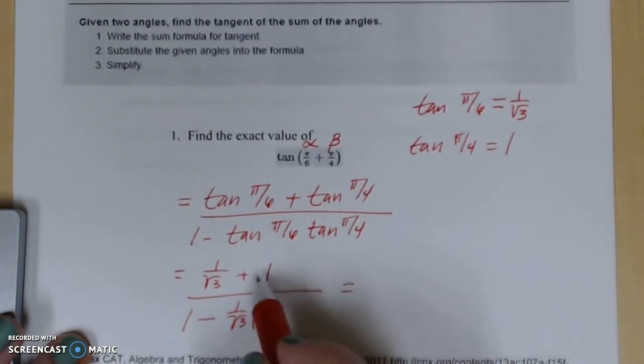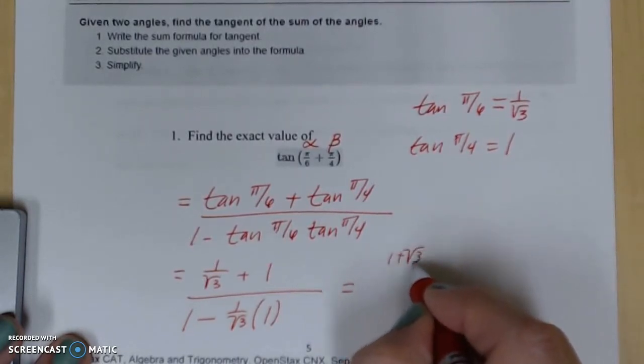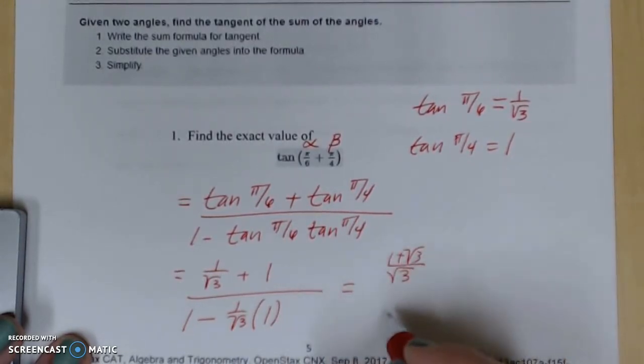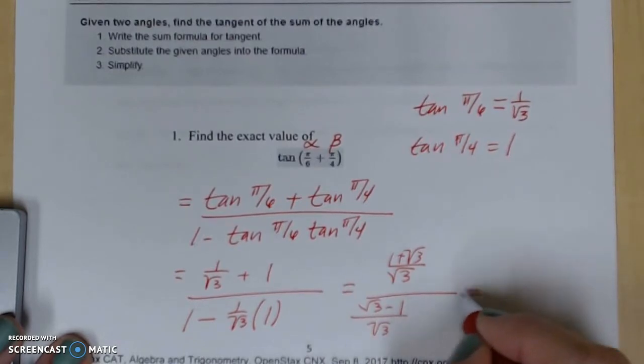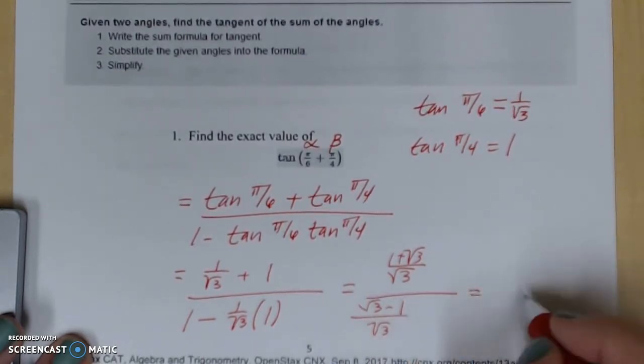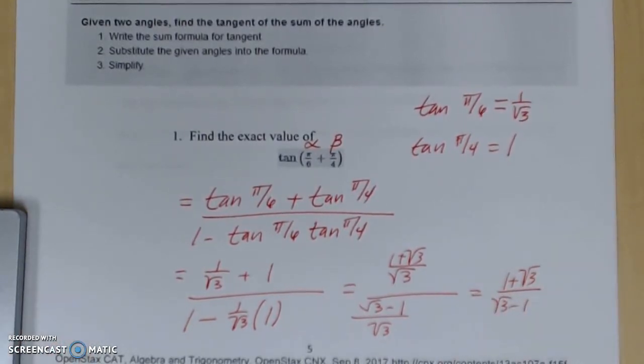So I'm going to go ahead and combine these two together. When I combine my top, I get 1 plus the square root of 3 over square root of 3. When I combine my bottoms together, I get square root of 3 minus 1 all over square root of 3. Dividing these fractions and simplifying gives me 1 plus the square root of 3 over square root of 3 minus 1.